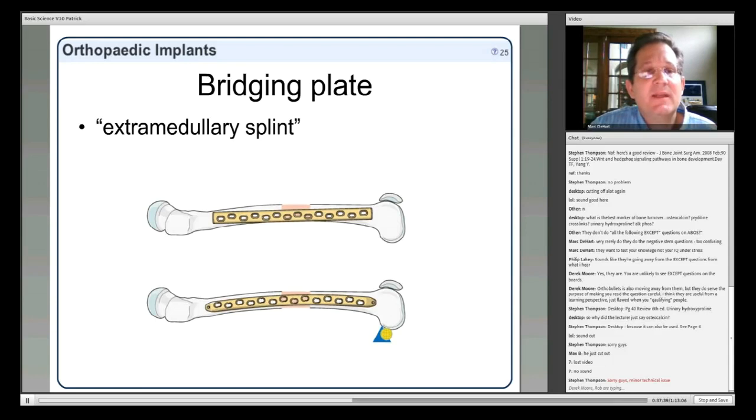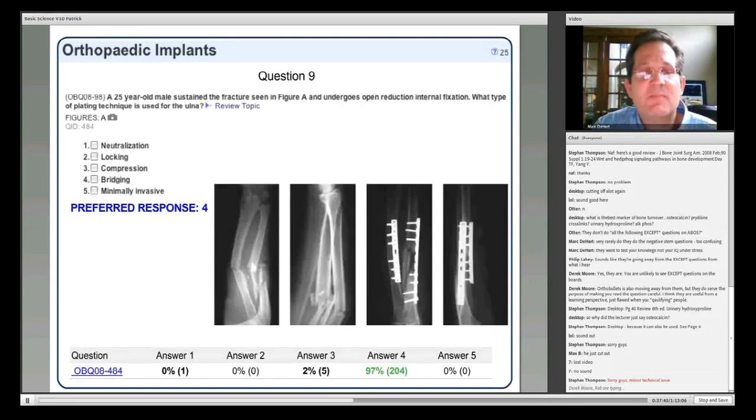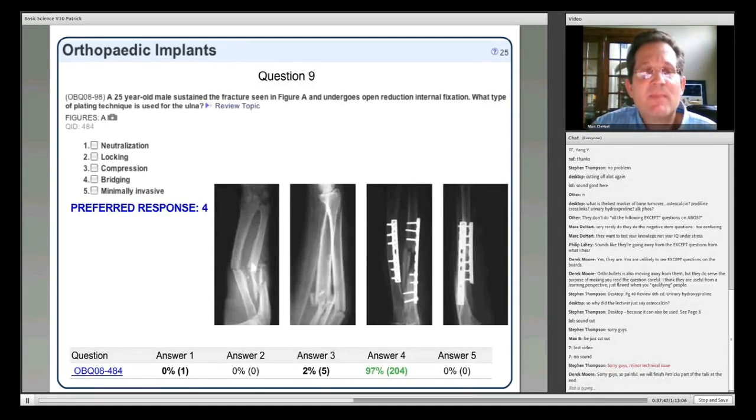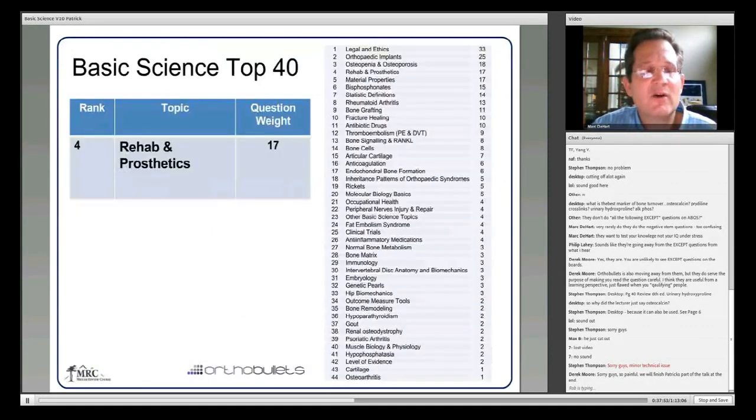The bridging plate is an extramedullary splint. It's like an on-the-bone external fixator, and it spans a gap. So when we get back to the question and we figure out which bone is the ulna, it is clearly answer 4, and all of y'all got it, so that's the way to go.